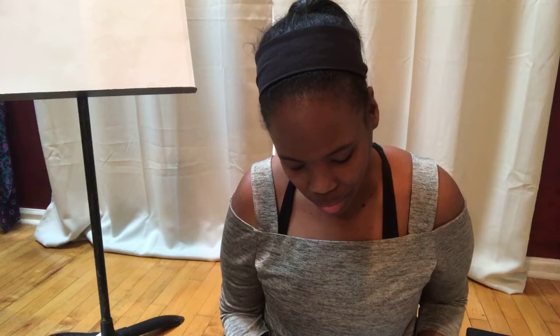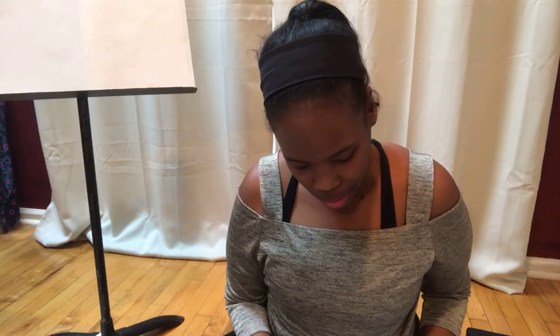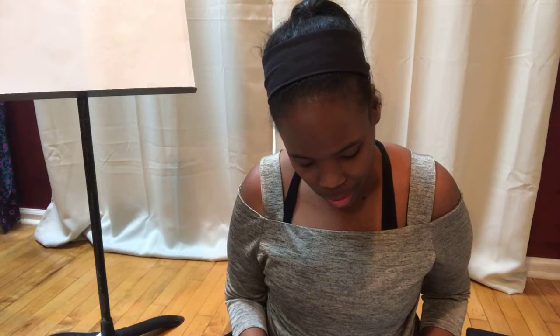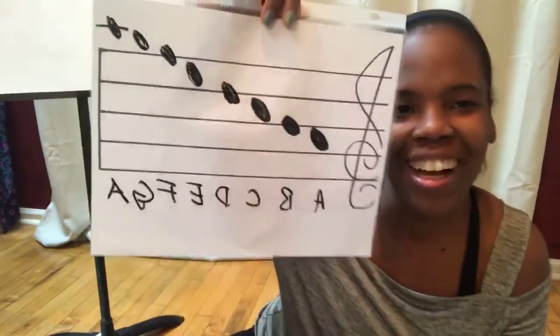We have A, B, C, D, E, F, G, and A. Okay, so this is my A major scale. All right, I'll write the letter names underneath. A, B, C, D, E, F, G, and A. I know I can't write backwards yet, but I'm working on it.